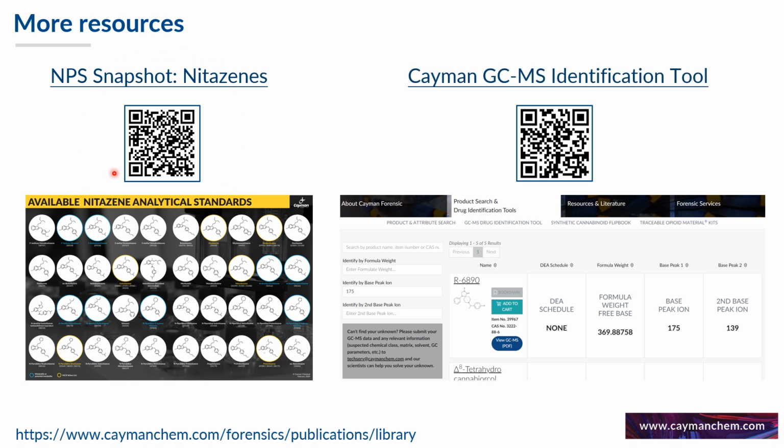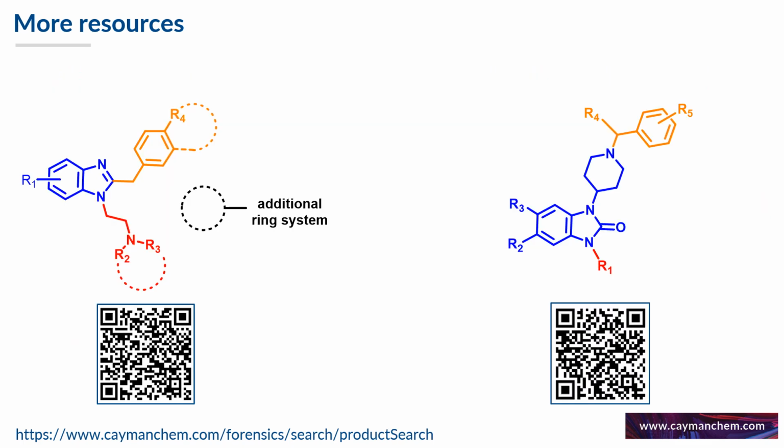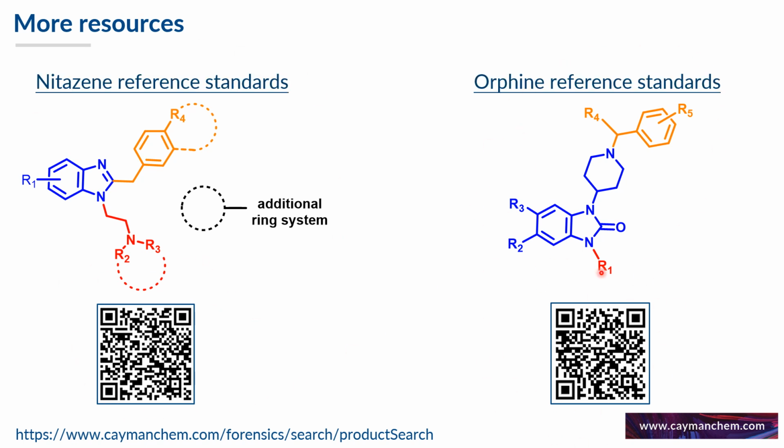Here I have our NPS snapshot of the nitazenes. This will give a quick view of all of the nitazenes that are available on our website, as well as their CRMs and regulatory status. But of course, there are always new standards coming up all the time, so do be sure to check the website. You can find the latest nitazene analogs in our catalog by following this QR code, as well as the latest orphines by following this QR code.